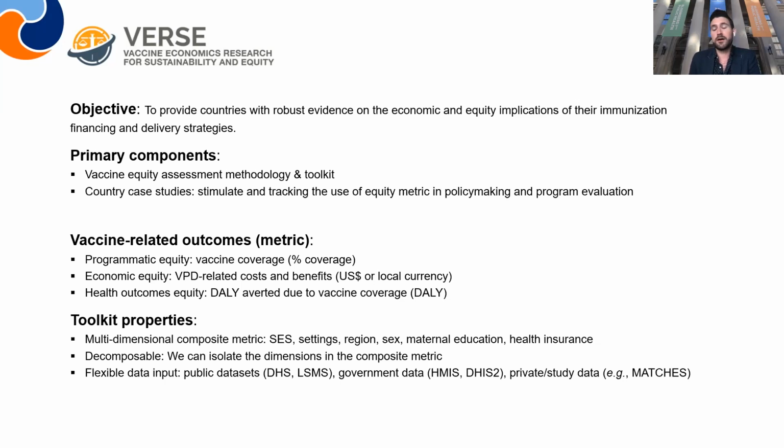Another property is that all of the metrics we produce are decomposable back into their component parts. So we can figure out how much of the observed inequality or inequity is due to the different types of things that make up the composite index. And finally, it's flexible. So it can utilize anything that's an individual level data set, or at a small enough level where you have multiple communities in a data set or districts, it can utilize any data that is at that level.